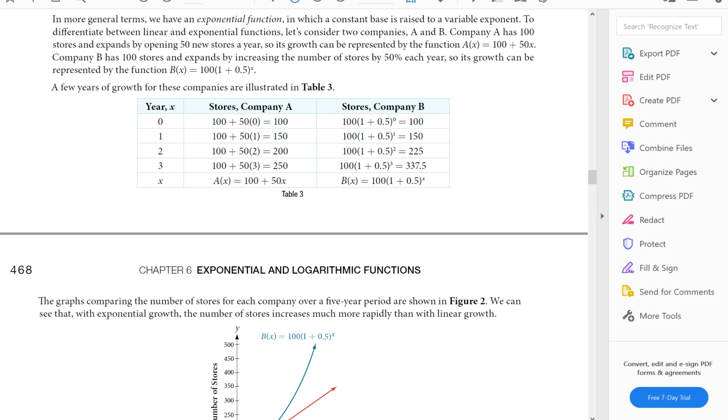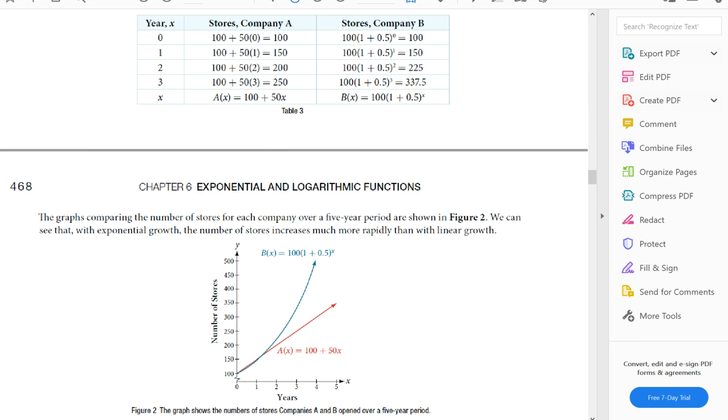But company B, look, it has 100 stores and expands by increasing the number of stores by 50% each year. So this increase is going to depend on how many stores you've produced the previous year. So here it's an increase of 50%. It's a percentage, and therefore it's going to lead to an exponential model. So you see B of x is 100, which will multiply by 1 plus 0.5, 0.5 as in 50%, to the power x. And you can compare in the table, depending on the number of years that have gone by, how many stores are produced by company A and company B.